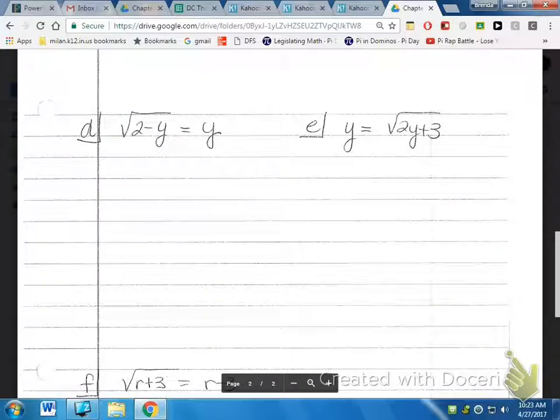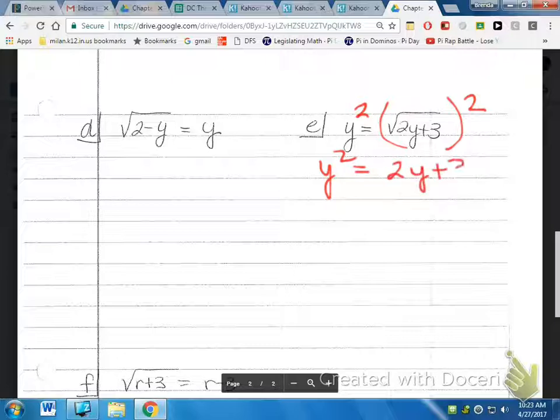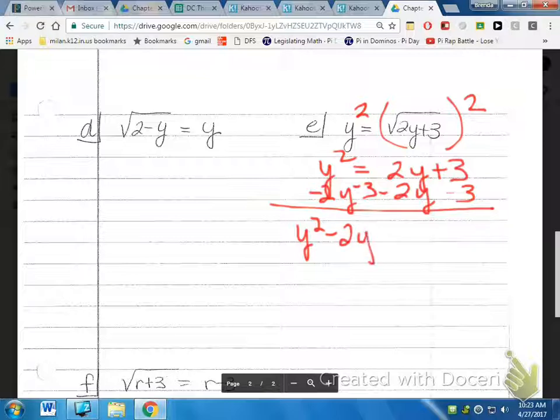Okay. So example E, y equals radical 2y plus 3. So I've got the radical by itself, so I'm going to square both sides. And I would get y squared equals 2y plus 3 because the squaring gets rid of the radical. I notice that it's going to be a quadratic because I have a y squared, which means I'm going to subtract 2y from both sides, and I'm also going to subtract 3. So my equation would be y squared minus 2y minus 3 equals 0.